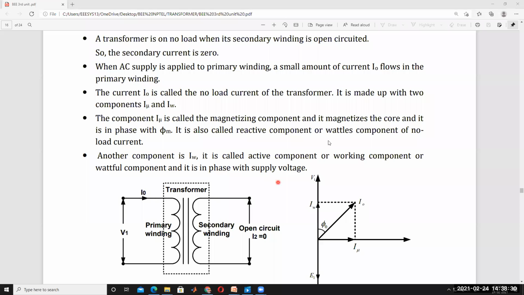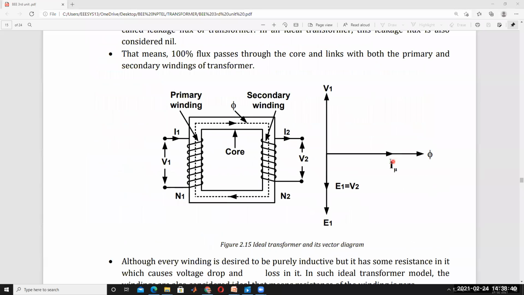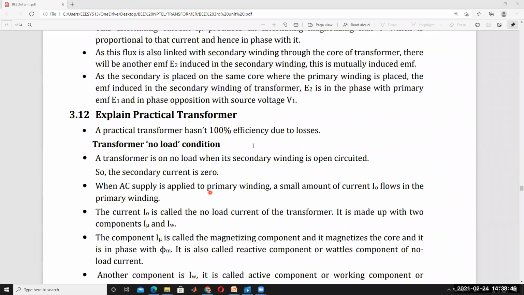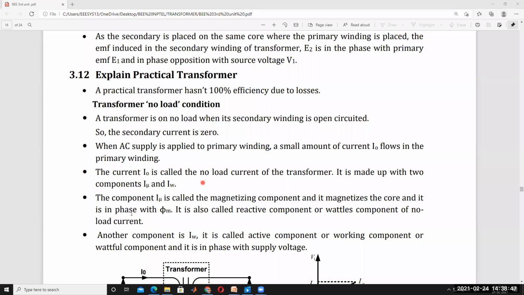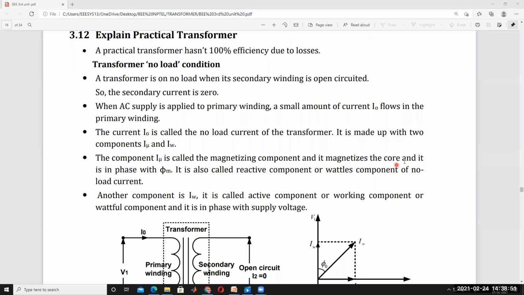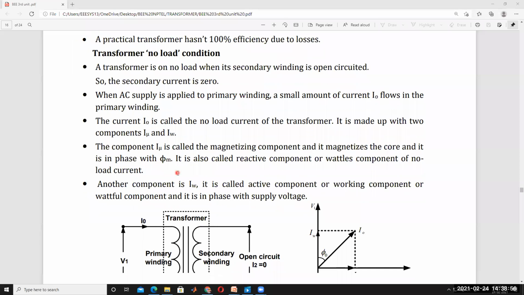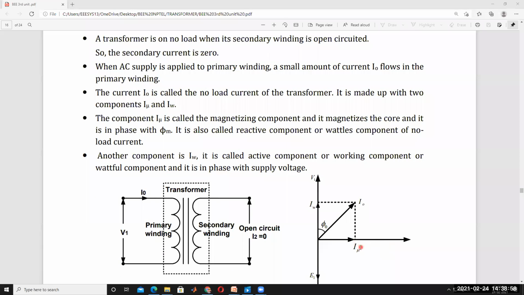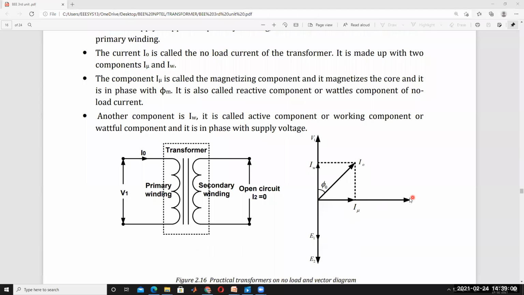You know well, this is called IMU. This is called magnetizing current. It's magnetizing the core of the transformer, and it is in phase with the flux phi m. The component IMU is called the magnetizing component, and it magnetizes the core. So IMU is in phase with phi m.